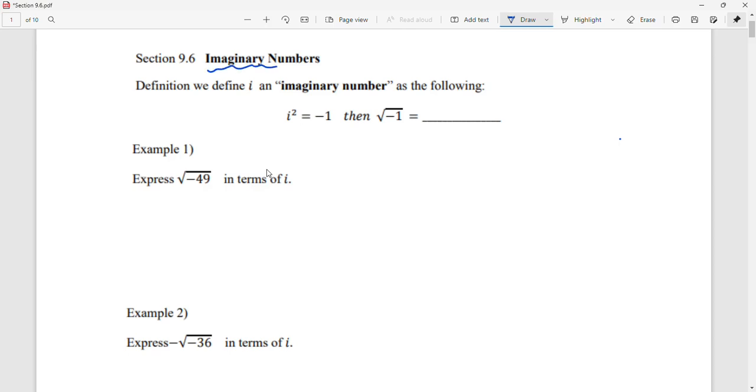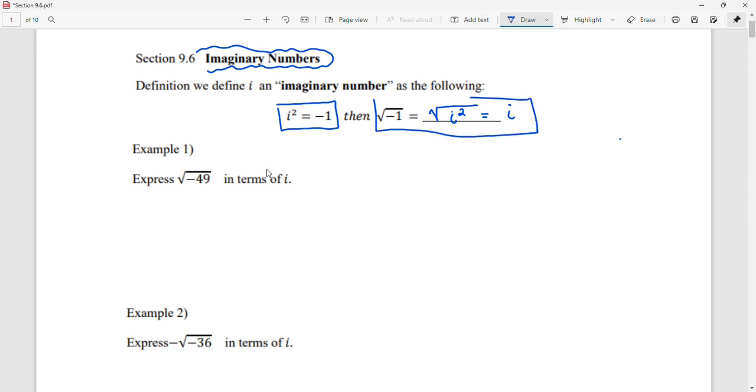In section 9.6, we'll look at imaginary numbers. We define i as an imaginary number as the following. i squared is equal to -1. So if I take the square root of -1, that's equivalent to taking the square root of i squared. And the square root of i squared, that's i. So now we can say that the square root of -1 is equal to i.